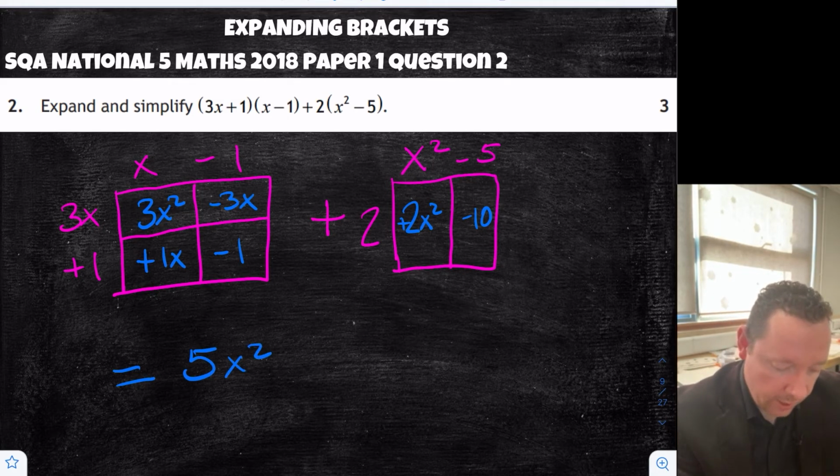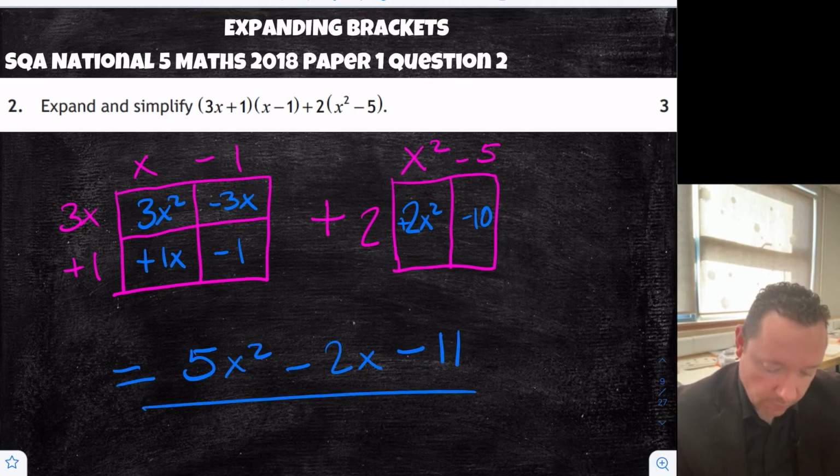Looking at our x terms, being careful, we've got minus 3x plus 1x is minus 2x, nothing on this side, so it's minus 2x. And looking at our number parts, we've got minus 1, minus 10, so that gives me minus 11, and I'm done there.